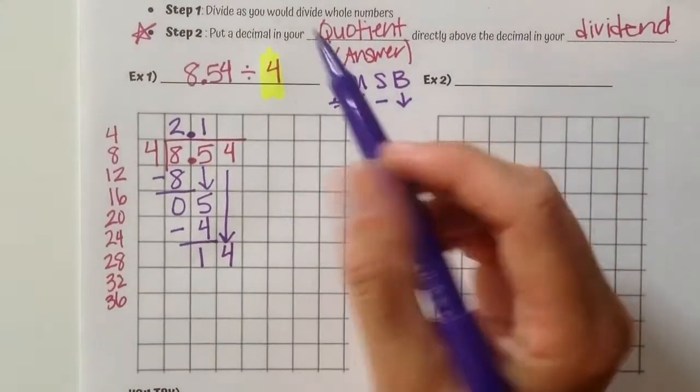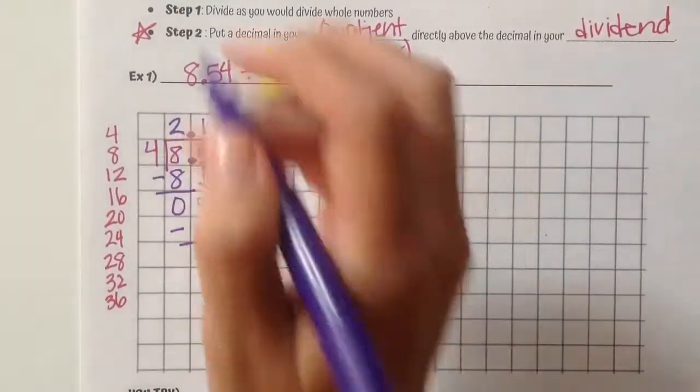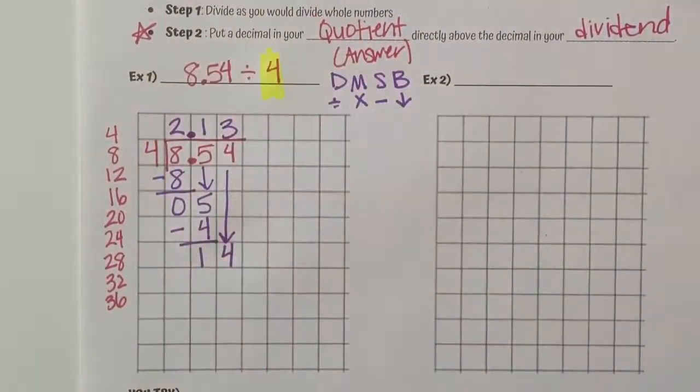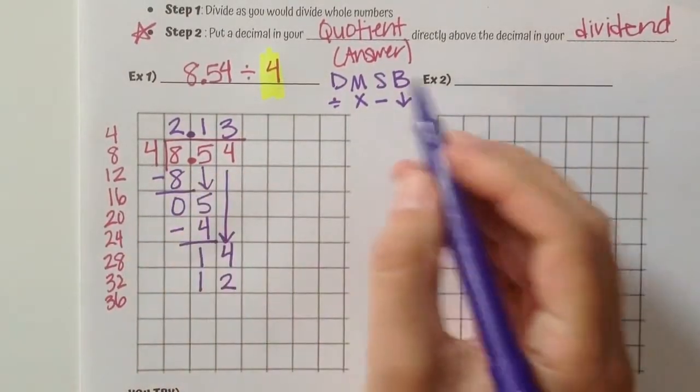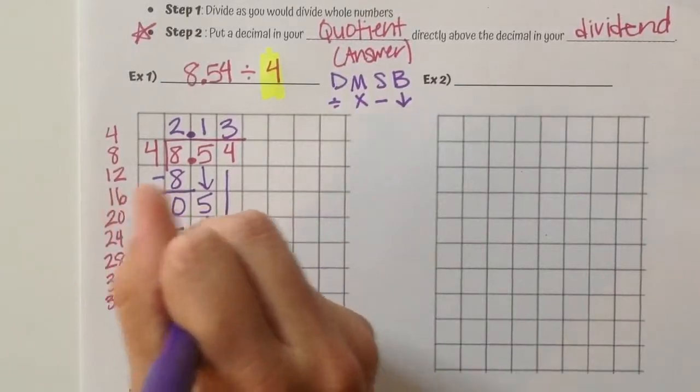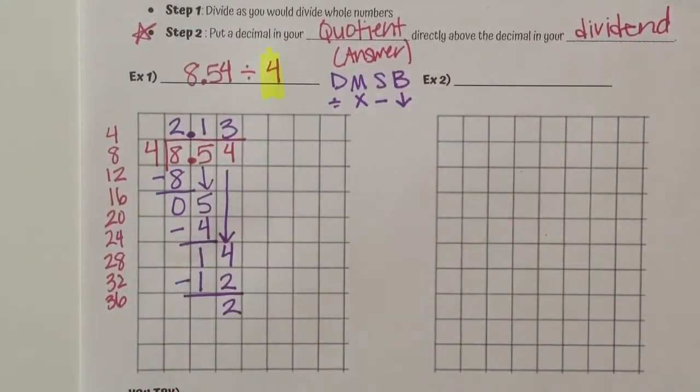Back to step 1, divide. 4 goes into 14, 1, 2, 3 times. Next we multiply. 4 times 3 is 12. Then we subtract. 14 minus 12 is 2. Last step is to bring down.